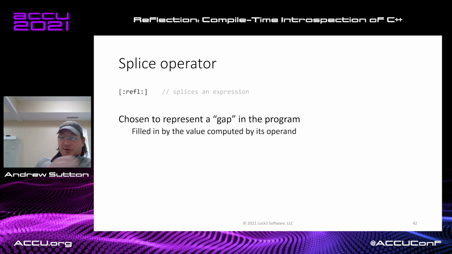Okay. So the notation for splicing is not an accident. It's kind of my idea. The goal is to really represent a gap in the program. Here is a space in the program that you need to fill in by whatever this expression is going to be. Literally, the way that I think about it is you're programming in a fill-in-the-blank programming model. I need a type, I have a reflection, go get that reflection and put that value in this particular place.